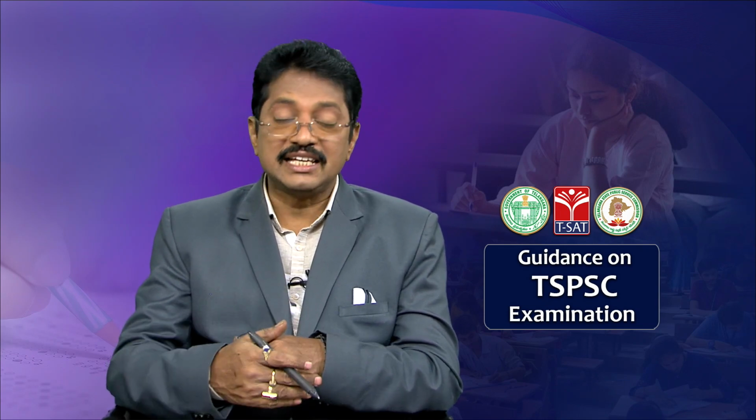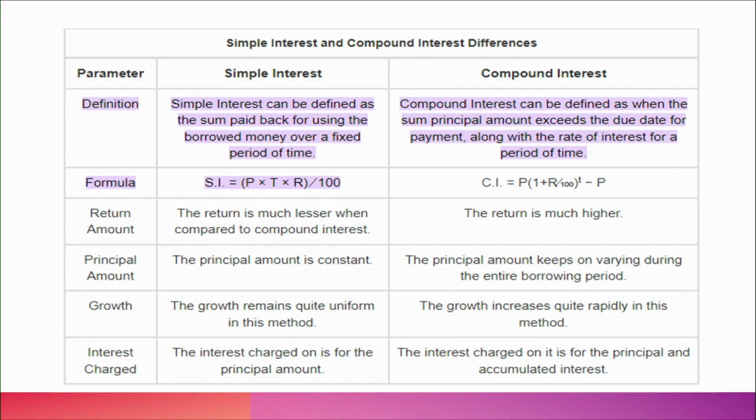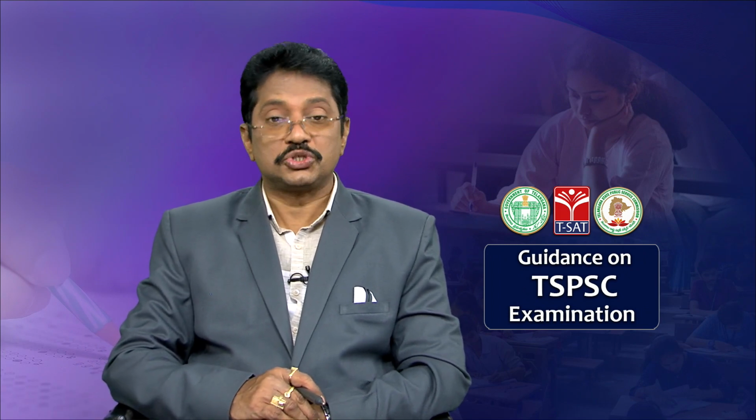Very simple formulas, only two formulas: I equal to PTR by 100 or PNR by 100 for simple interest, whereas for compound interest A equal to P of (1 plus R by 100) whole power n, or I equal to P into (1 plus R by 100) whole power n minus P, because I is nothing but A minus P, and that is the reason the formula is set like that.